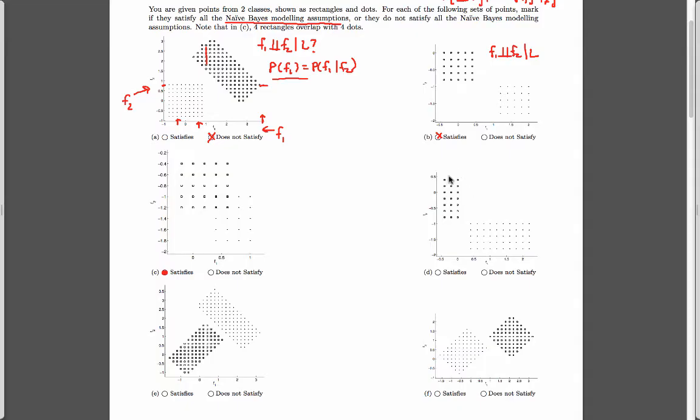Okay, moving on to part D. This is pretty much the same case as before, except no overlap, where we have some rectangles, and knowing F1 doesn't tell us anything about the values that F2 will take on. Therefore, the naive Bayes assumption is satisfied.